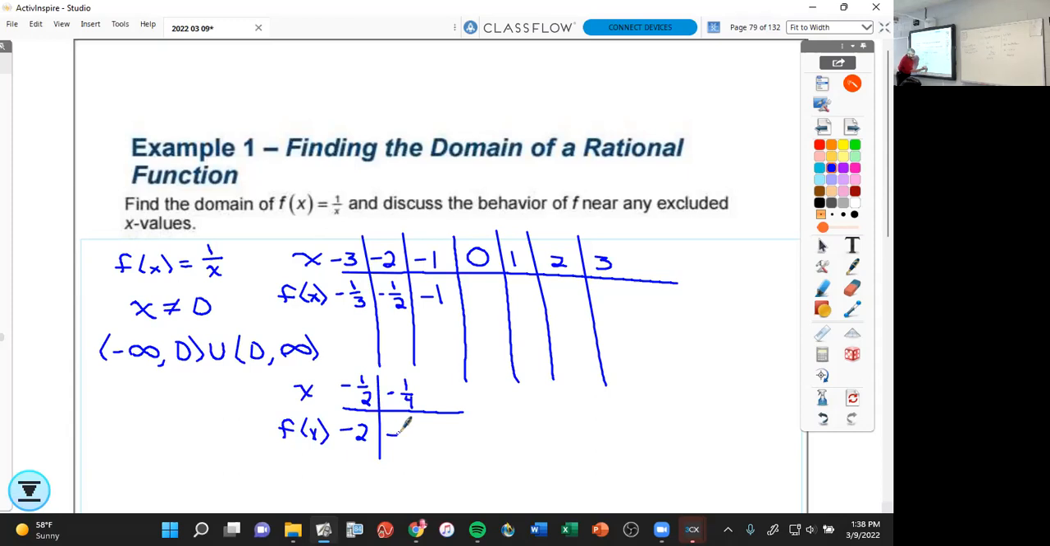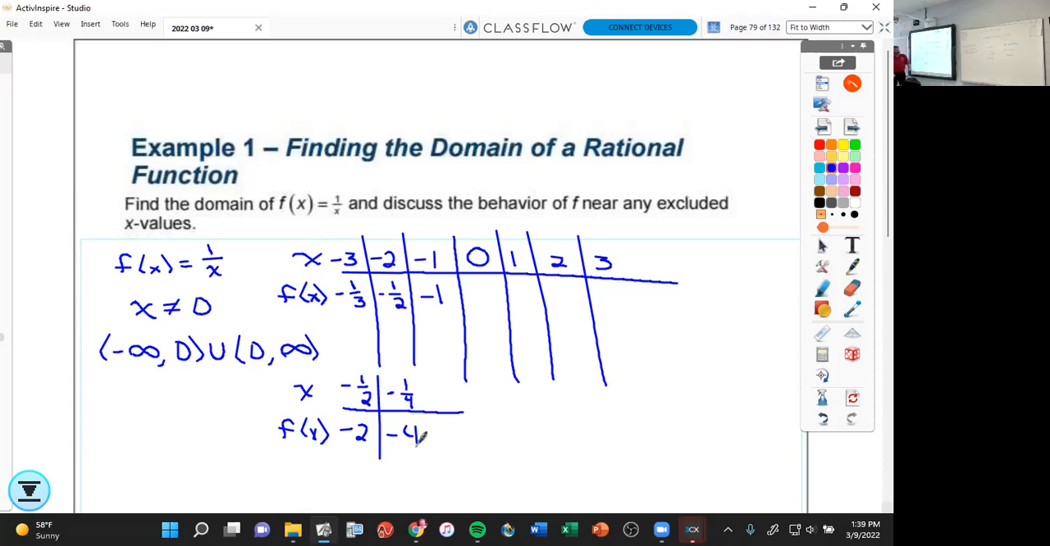Negative 4. What's happening? Is it decreasing? To what? It's going to negative infinity, right? So as this function is getting closer and closer to 0, it's going down. And it's going down. Can it get to 0? No, because that's an asymptote.